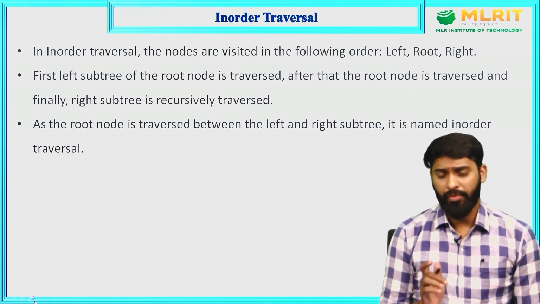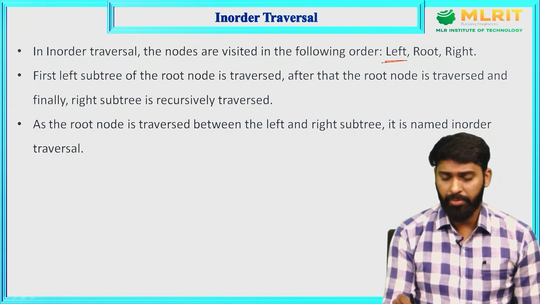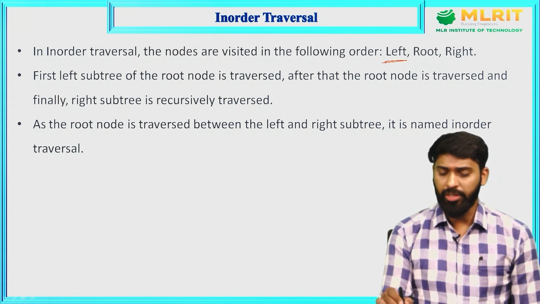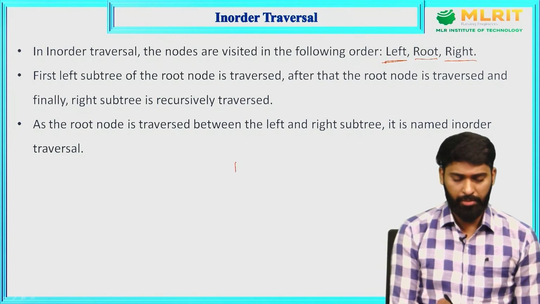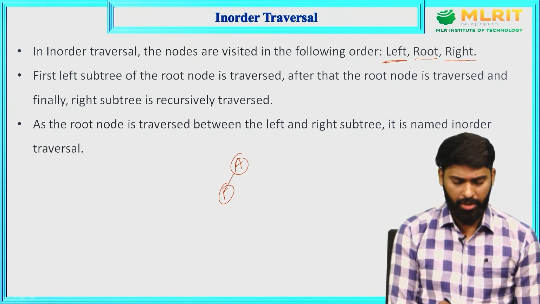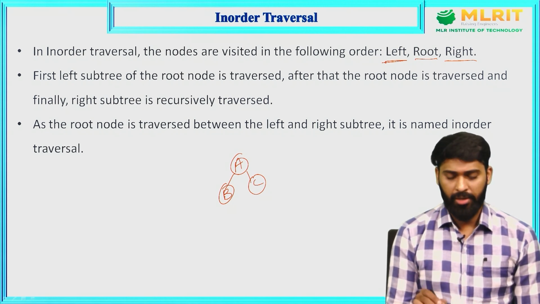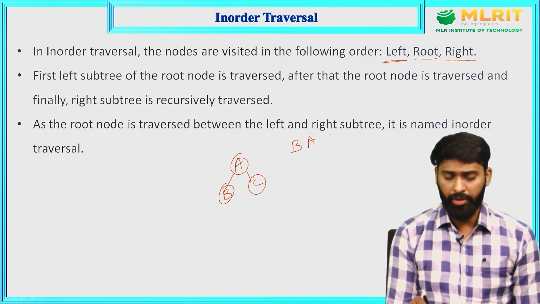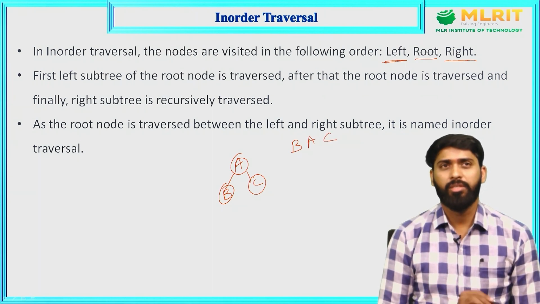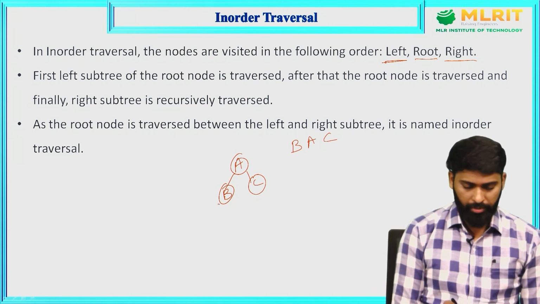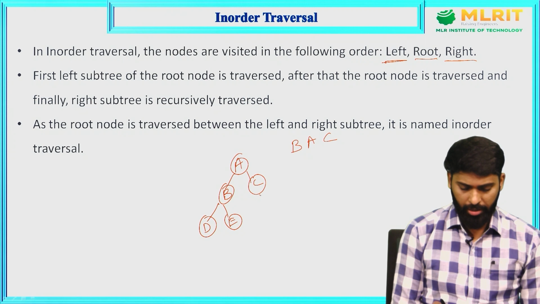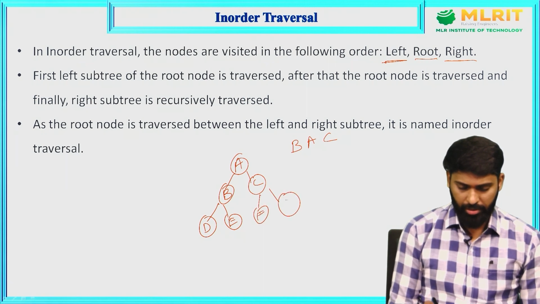In-order means first visit left subtree, then visit root node, and finally visit right. For example, this is the tree A, B, C. Now, first we are going to display A or B? B. After B, A. After A, C. That is it. This is the in-order traversal. For this tree D, E, F, G, what is the in-order?